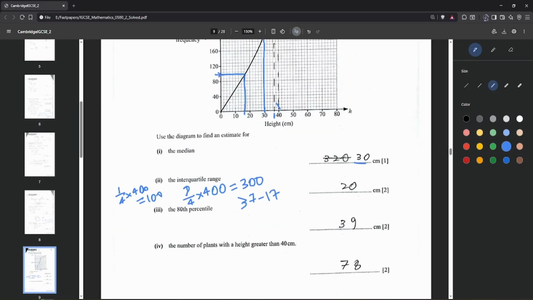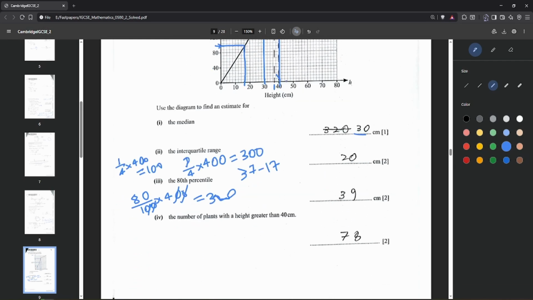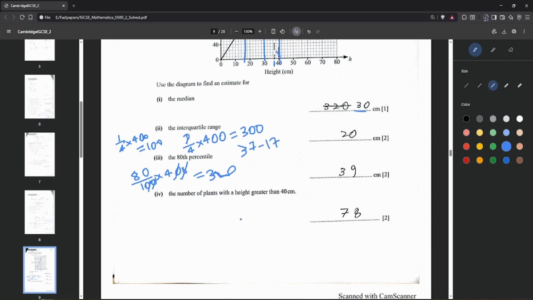Alright, the 80th percentile. This means we have to do 80 divided by 100 into 400, and the zeros get cut, and we have a value of 320. So let's find the value from the graph. 320, if we trace this, we get the value of 40, and it is roughly 39. So let's try it here.